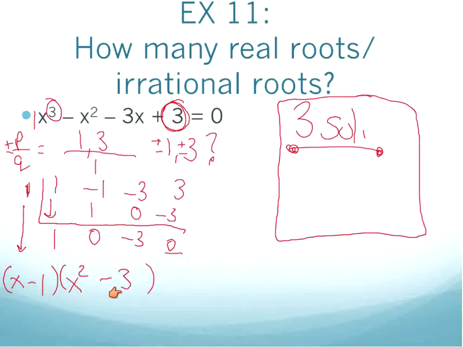So last week we talked about doing magic diamonds and other ways to finish factoring. Well, this one doesn't have a magic diamond that works. This is why they call these irrational roots. They're not going to be whole numbers. So how am I going to finish solving this?